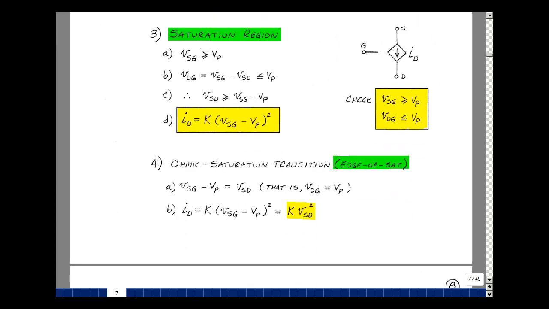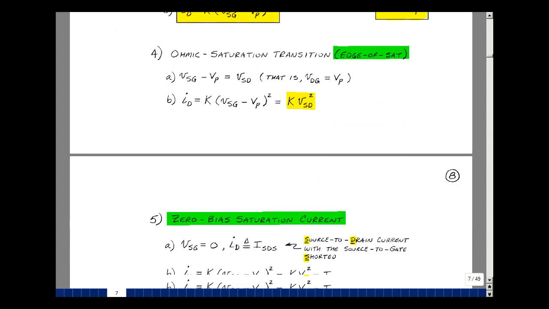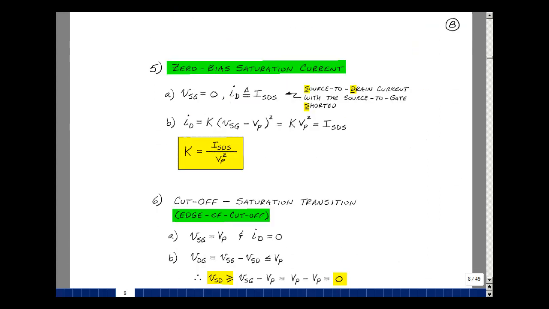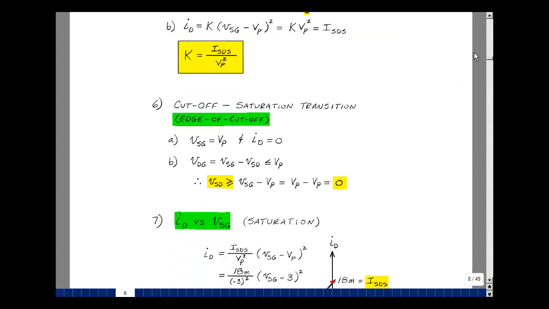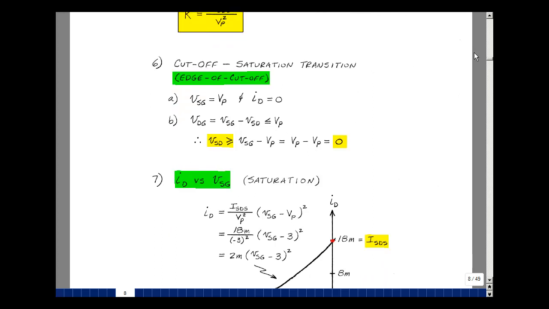Our transition points would be the same. The first one being the edge of saturation, where ohmic and saturation come together, and that's where I sub D is equal to K times V sub SD squared. Again, flip the subscript. We'll be able to solve for K the same way, but now we're going to be using the current from the source to drain with the source to gate shorted, divided by the pinch-off squared. And then our edge of cutoff would be the same. It'd be the line along the x-axis, but now when the source to drain is greater than or equal to 0.